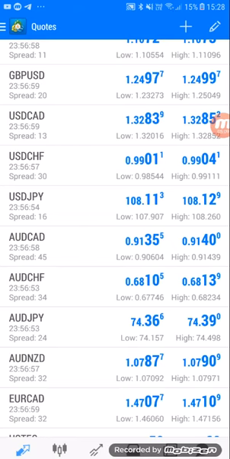So now to maximize profit even more, what is it that you gotta do? When you buy USD CAD, you buy USD CAD, and then on your stop loss, you put a sell stop.